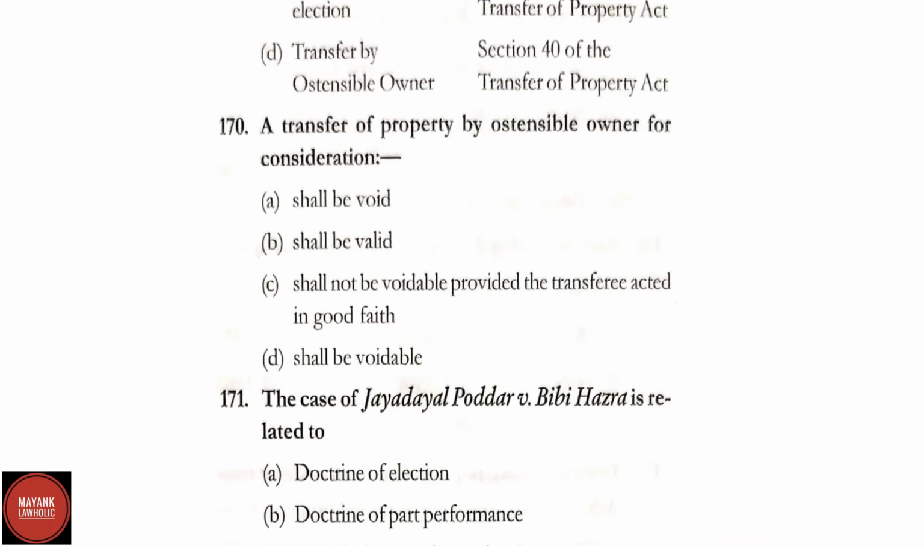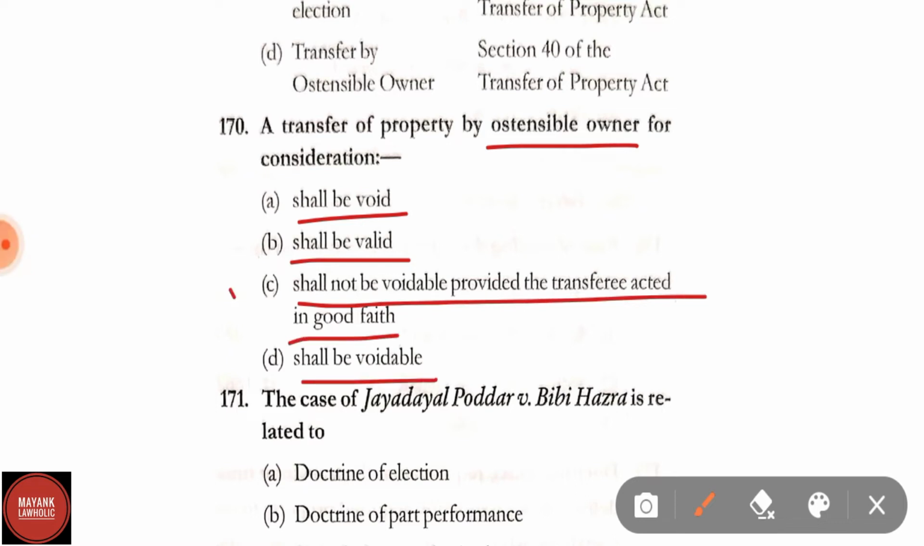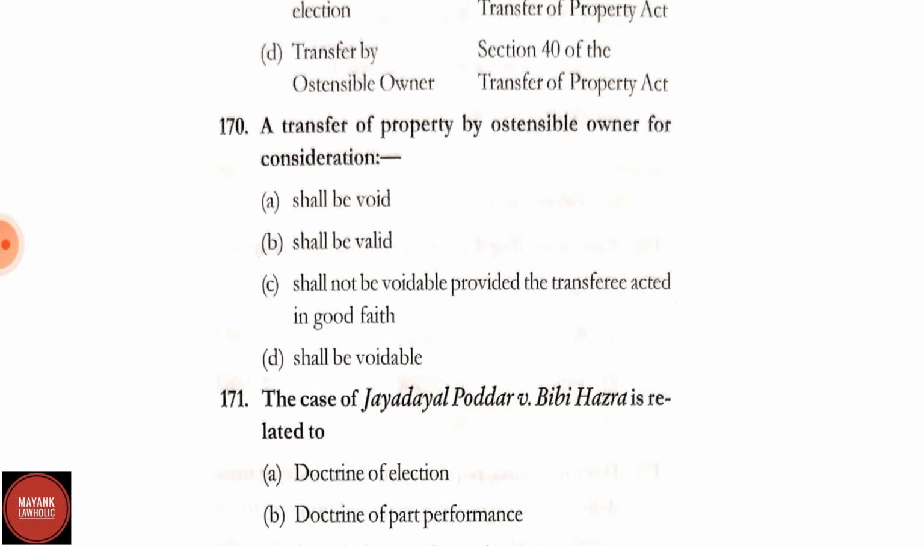Question number 170. The transfer of property by ostensible owner for consideration: shall be void, shall be valid, shall not be voidable provided that transferee acted in good faith, shall be voidable. Correct answer is option C. Transfer of property by ostensible owner shall not be voidable provided that transferee acted in good faith.